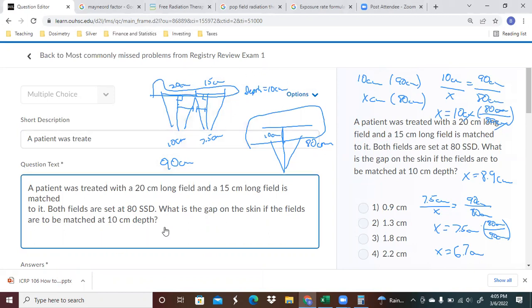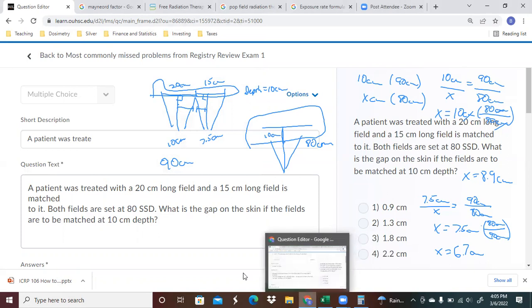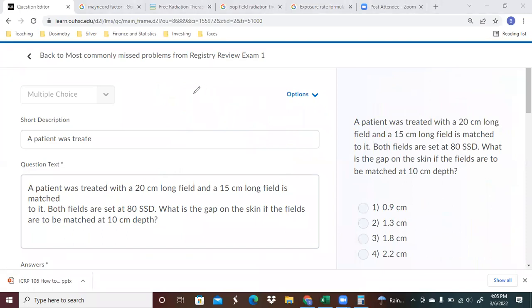Oh, I think I read this question incorrectly. Okay, let's start this again. Let's clear all that out. What is the gap on the skin if the fields are to be matched at 10 cm depth? Okay, I think I read the question wrong. So we've got the patient here, and we've got this set over here. So we got 20 and 15.